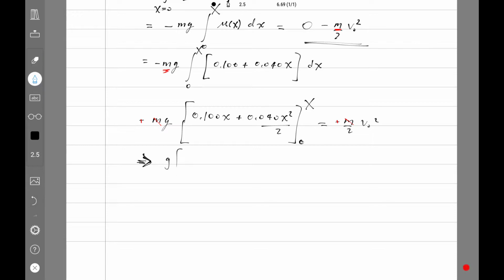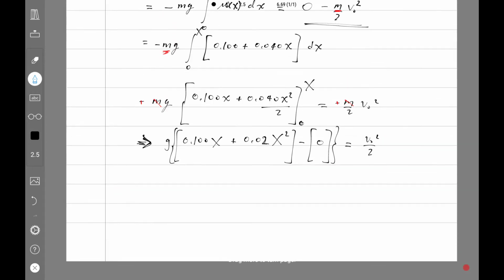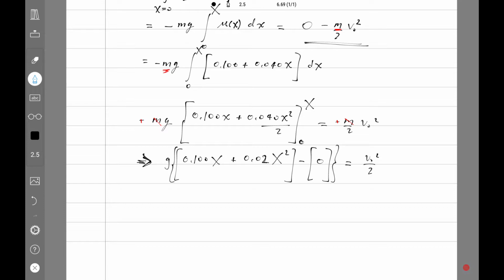So I get a g times 0.100 capital X plus 0.02. I'm gonna divide out a 2, capital X squared. And for those who want to see it, the brackets at x minus the brackets at 0. That's all equal to v naught squared over 2. Oh, and now I see that since I'm looking for what x is, and I know v naught squared and I know g, looks like I'm going to have to solve a quadratic, which is always fun.